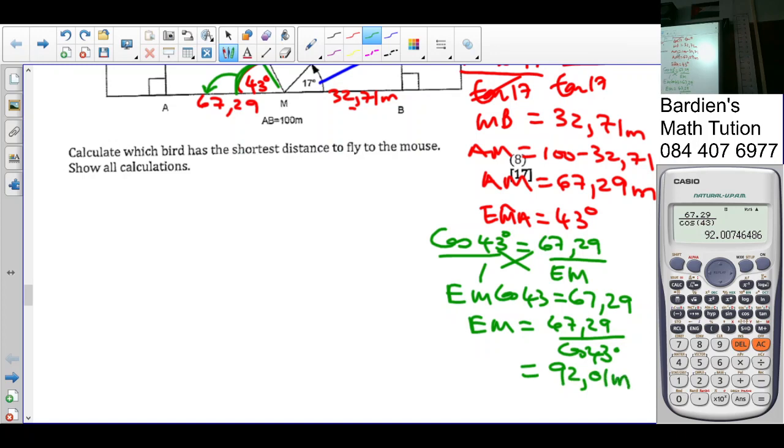So let's answer the question. What does the question say? Calculate which bird has the shortest distance. So you say therefore the falcon has the shortest distance. And you can say if you want by how much shorter it is, but by concluding already, you would get the full marks. They didn't ask by how many meters shorter the falcon or the eagle is. Do you guys understand?